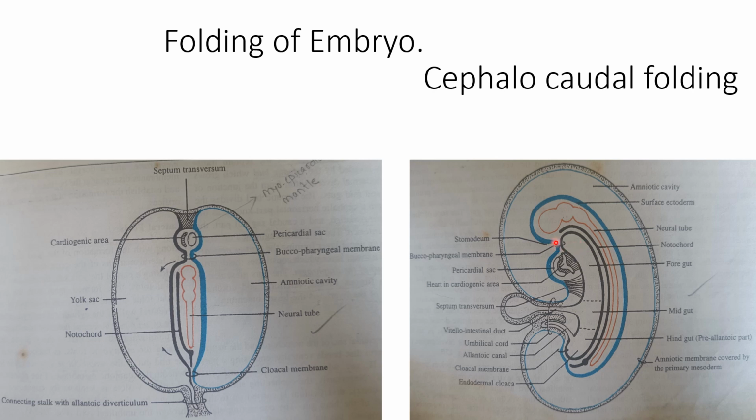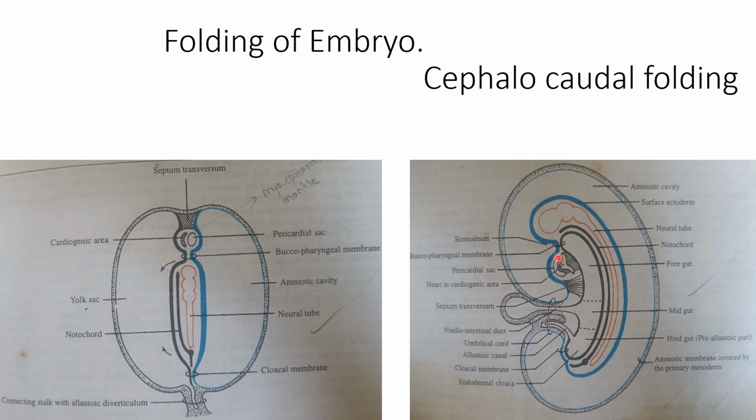Then you can see the stomodeum. This stomodeum is the oral cavity. It is bounded cranially by the forebrain vesicle. It is bounded caudally by the pericardial sac, and the floor of the stomodeum is formed by the buccopharyngeal membrane. Now the buccopharyngeal membrane ruptures at the 4th week of intrauterine life, and the stomodeum or the oral cavity gains access to the primitive gut. So this is the buccopharyngeal membrane.